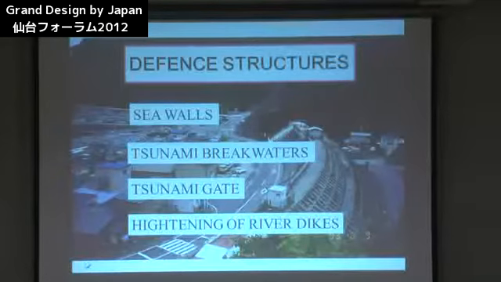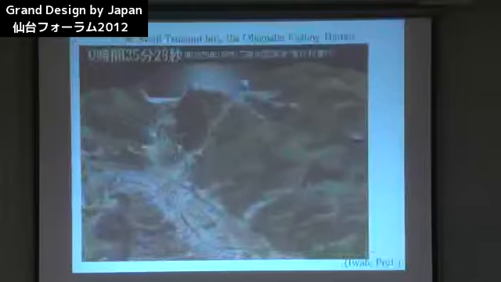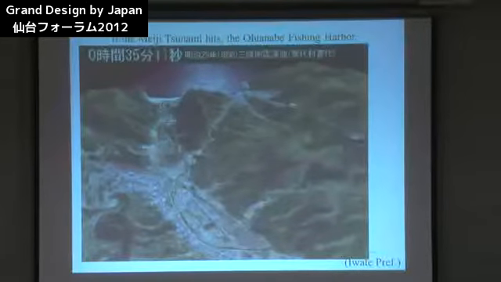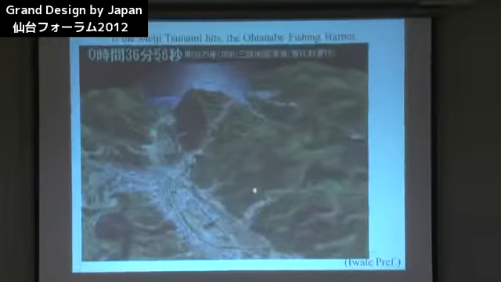Now, we use tsunami defense structures. This is the typical one, seawalls. This is the so-called tsunami wall in Watanabe. Now, before 2011, Iwate Prefecture made this simulation. It clearly showed that the Watanabe seawall would be very easily overflowed once the Meiji tsunami occurred, like this.